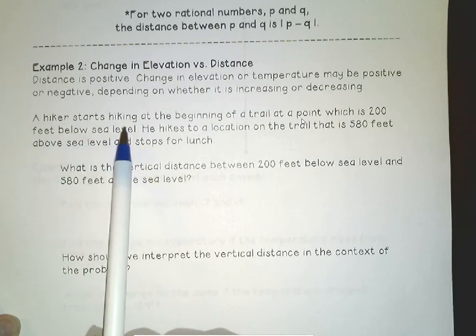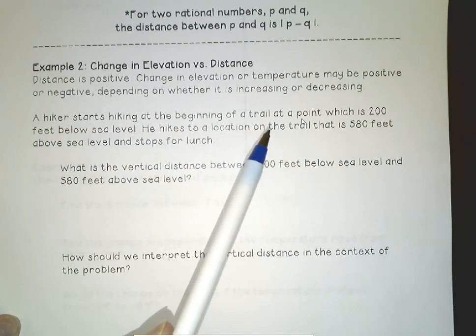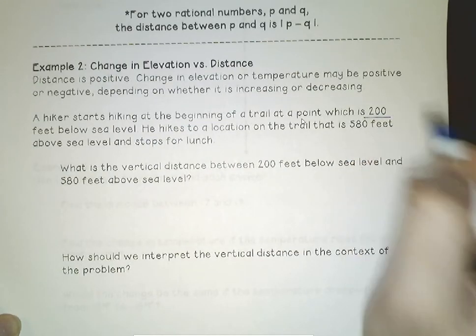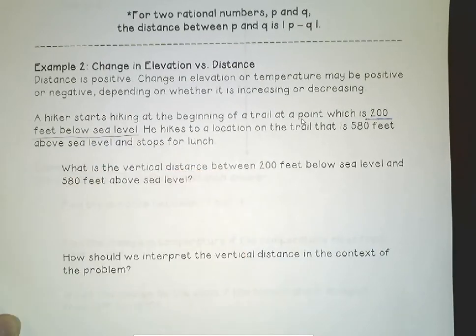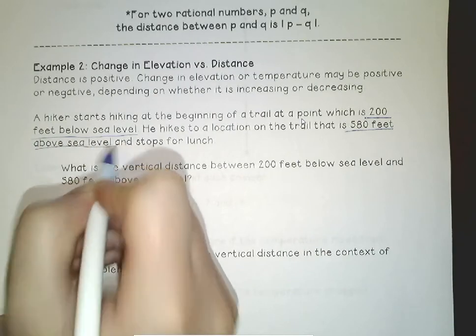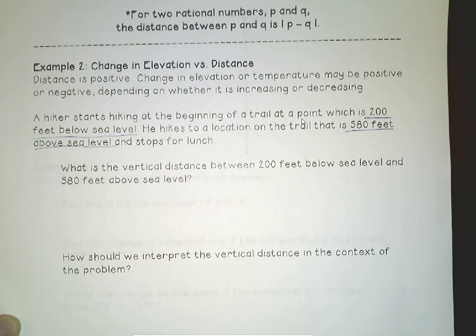A hiker starts hiking at the beginning of a trail at a point which is 200 feet below sea level. So in this sentence, we can just underline 200 feet below sea level. I know that the value is going to be negative because we are talking about below sea level. He hikes to a location on the trail that is 580 feet above sea level and stops for lunch. So again, we have 580 feet above sea level. What is the vertical distance between 200 feet below sea level and 580 feet above sea level?